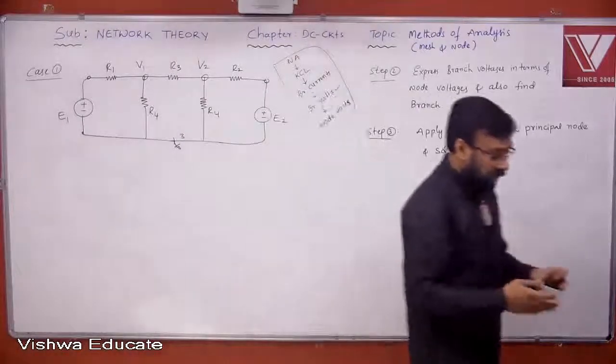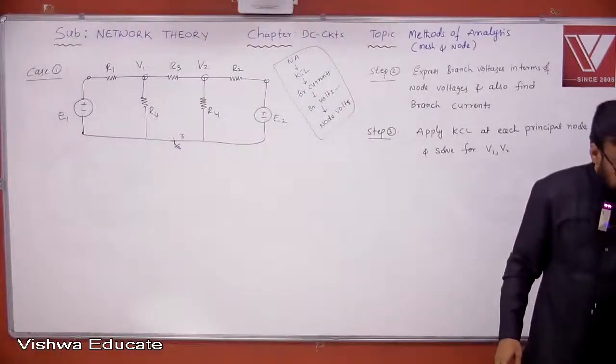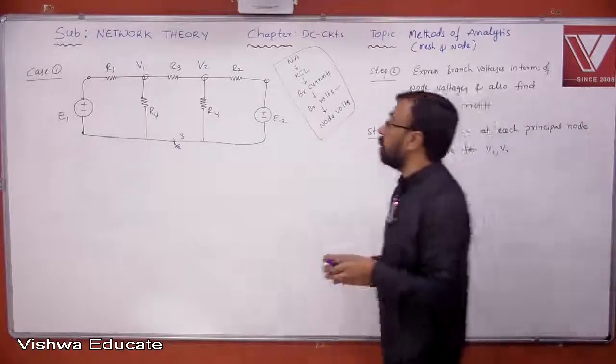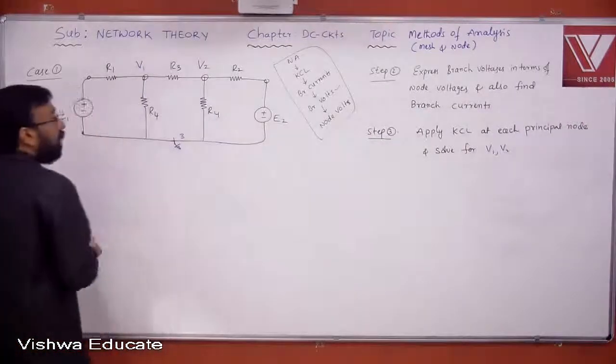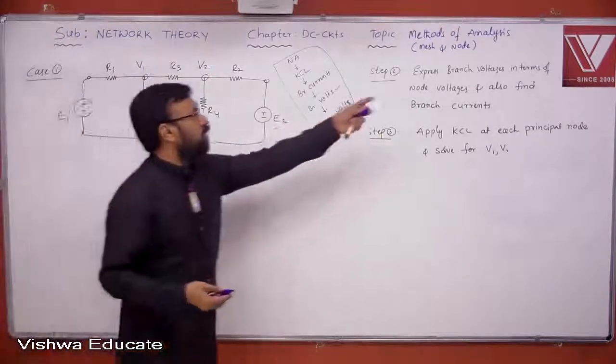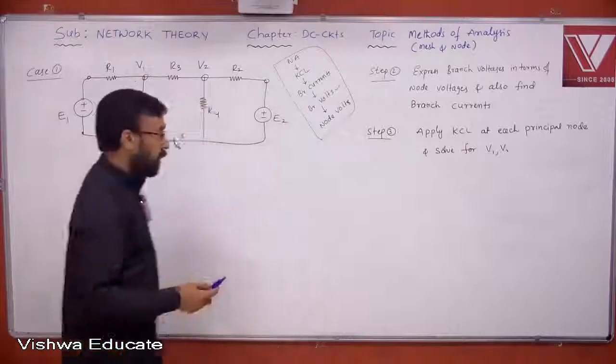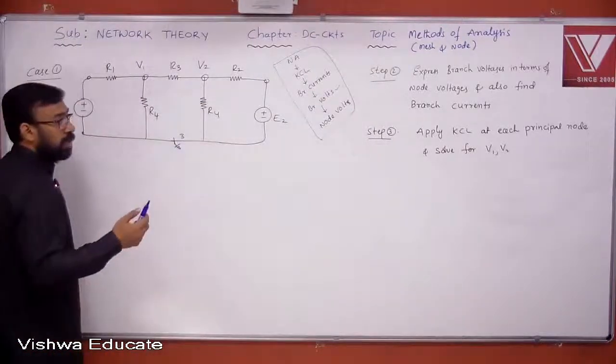Look at this, all of you. Don't write anything. I'll just look at this. What is the second step? Express branch voltage in terms of node voltage. Also find branch currents, right? Let us see. Before that, I would like to give you some assumptions.